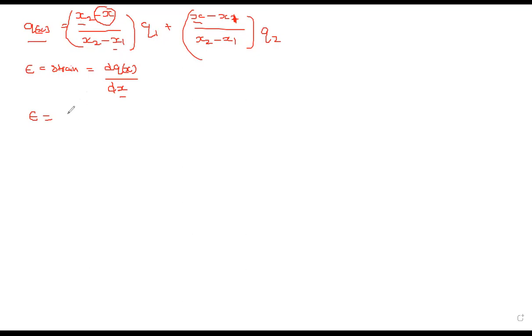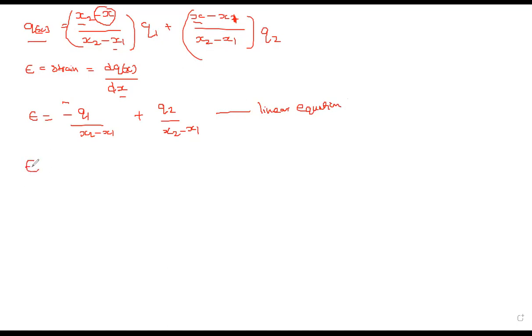If you do the differentiation, the first term you are going to get is minus q1 by x2 minus x1. Then the next one, the x differentiation becomes 1, so this would be plus q2 by x2 minus x1. So these are the strain values that you are going to get. Let us take this as a linear equation. Now, I would like to transfer this linear equation into a matrix form.